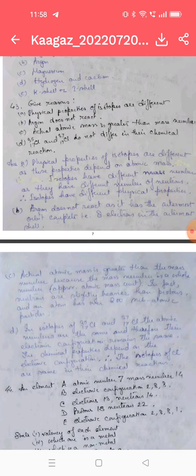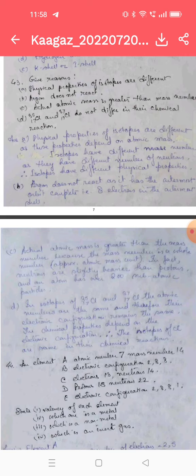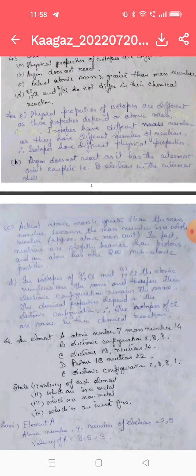Generally, it is a fact that neutron is slightly heavier than the protons. Okay, and that's why the actual atomic mass is more than the mass number. Okay, because mass number, we say that it's number of protons plus number of neutrons. So the actual mass is the mass of the nucleus. So that is much heavier because the neutron mass is heavier, okay, than the proton.